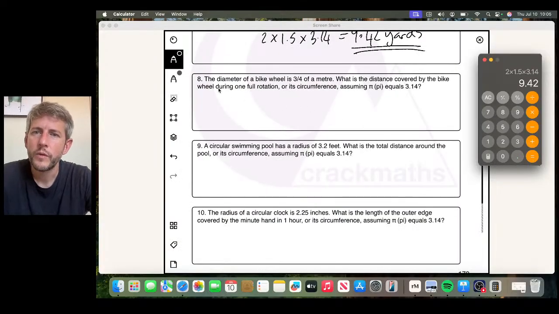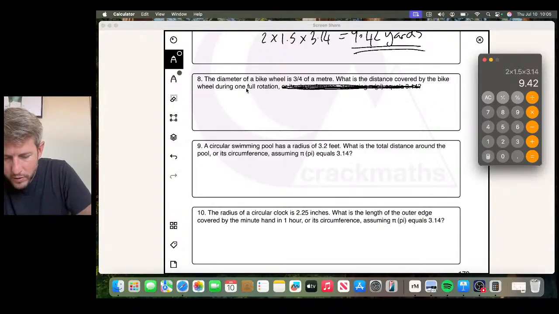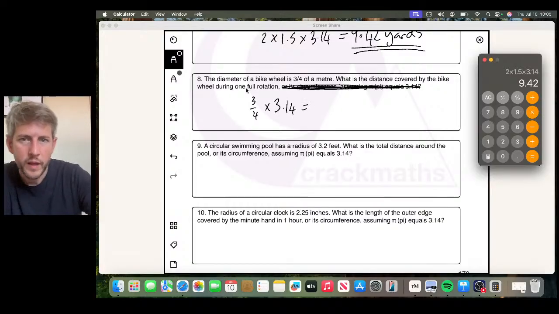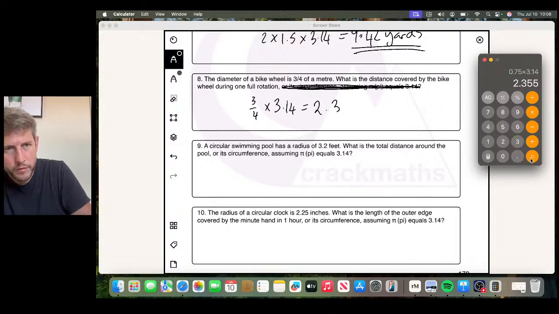Question 8. We've got the diameter of a bike wheel is 3/4 meter. What is the distance covered by the bike wheel during one full rotation? So we've got 3/4 multiplied by pi, because they've given us a diameter. And remember, if you don't have the fraction button, we just do 3 divided by 4, because that's what that line means. Press equals, and then we can times that. This is going to be 2.36 meters.